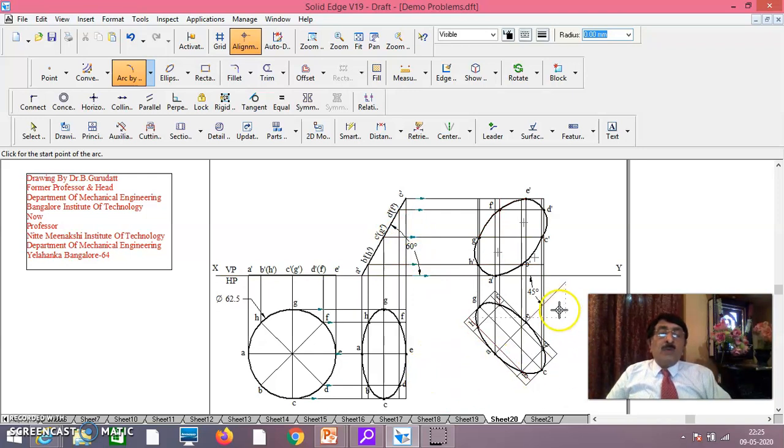Now once you have got this top view and this top view the same, the only thing is the top view of the diameter containing the point A on HP, that is AE, is inclined at 45 degrees. Get all the points and draw them by 3-point arc, and this is the completion.